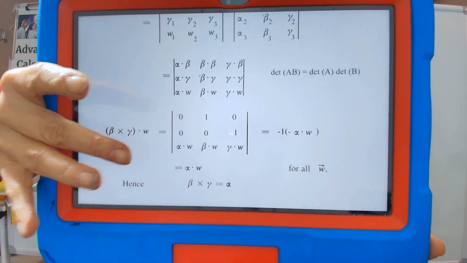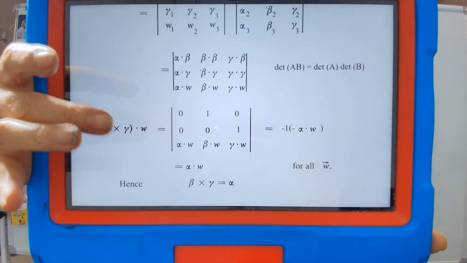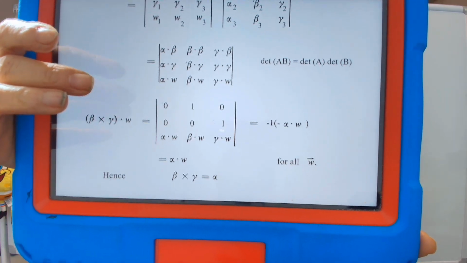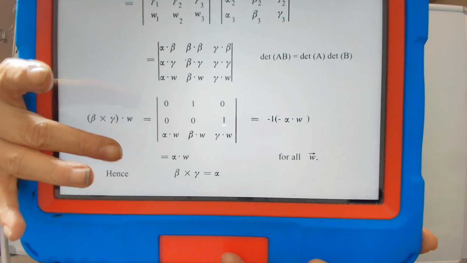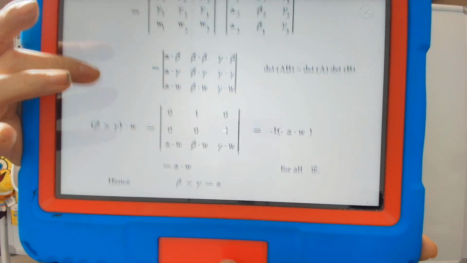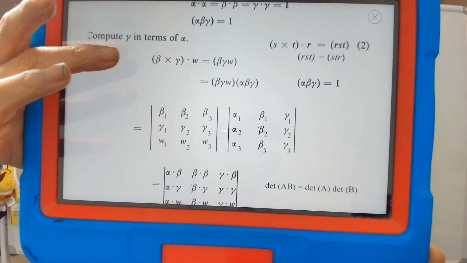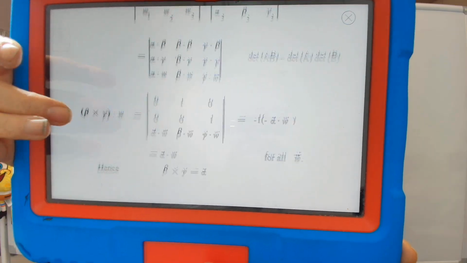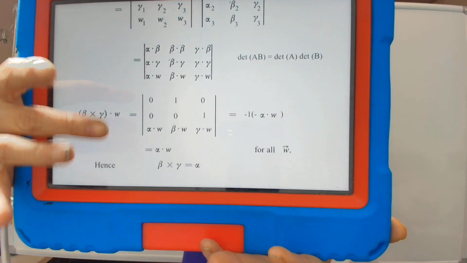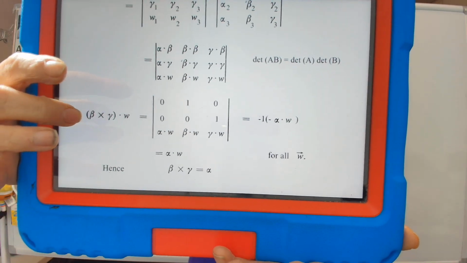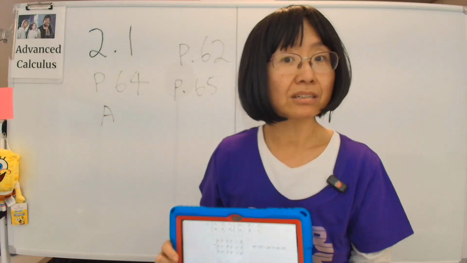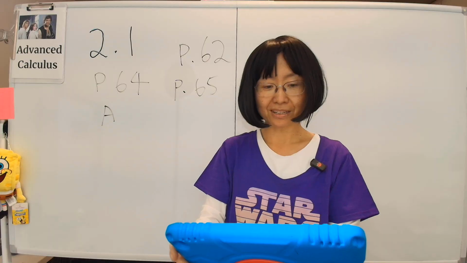If you then calculate the determinant, life is much better when there's a bunch of 0s, and you get that thing I wrote on the side. It equals negative 1 times negative alpha dot w, which is just alpha dot w. And then remember what this is. This is beta cross gamma dot w, right? From the very beginning, that's what we started with. So this equals alpha dot w for all w, any or every w. Which means by our trick that beta cross gamma is equal to alpha, and that is the answer to the example. That's what it's looking for, I guess.